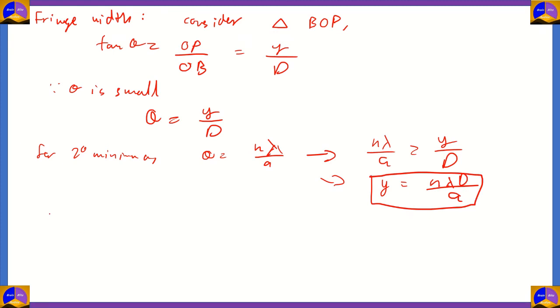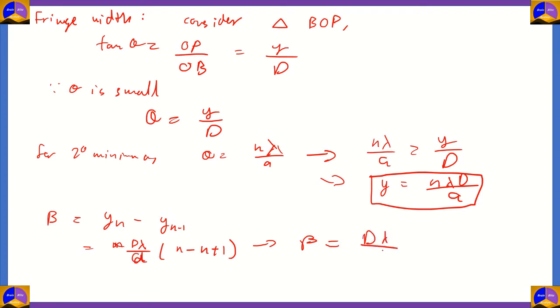So the distance for the nth fringe can be written down as y is equal to n D lambda divided by a. Beta, which is fringe width, can be written down as yn minus yn minus 1. So that is equal to D lambda by a times n minus n plus 1. So that means beta is equal to D lambda divided by the width of the slit, which here is equal to a.